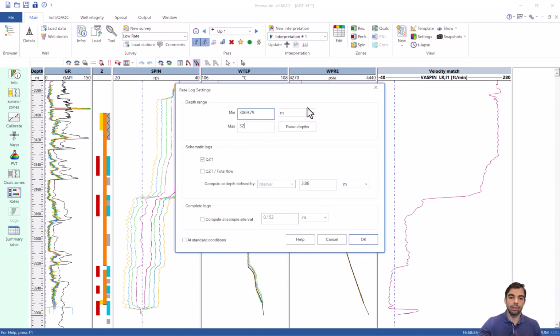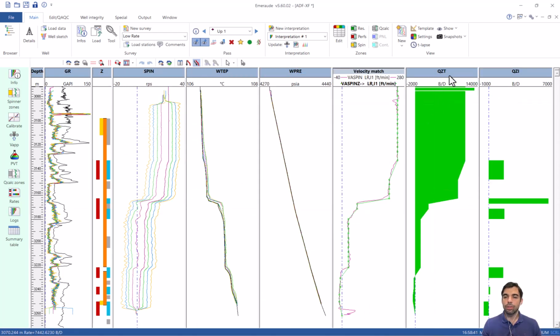And let's see how the profile looks like. There we go. So this is our cumulative QZT, and the contributions show a negative contribution for the deepest perforation. So how do we call this? When a zone is injecting and all the other zones are producing, this is our thief zone, okay? So this is showing a downwards cross flow from these other perforations to the deepest. Okay, is this real? Is this a consequence of water recirculation?